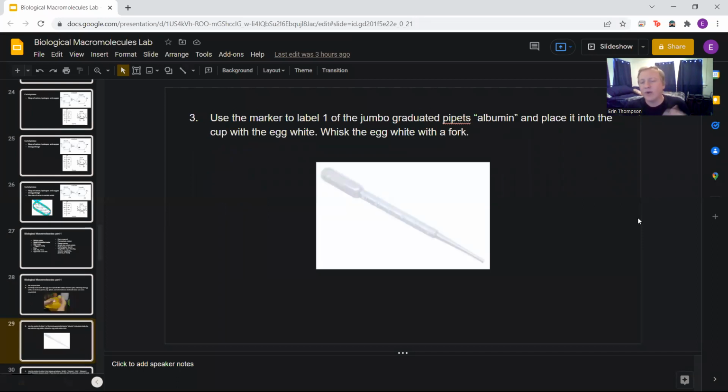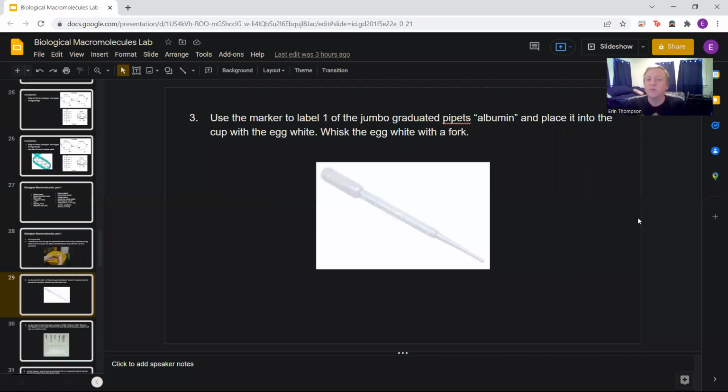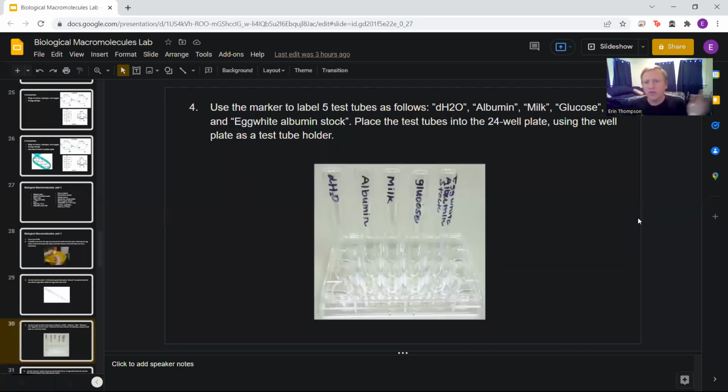So then you're going to go ahead and grab one of the jumbo graduated pipettes. It's just going to be one of those long ones that have the graduated marks on the side, and you're going to label it albumin and put it with your cup of egg whites that we just gathered. Then you're going to whisk the egg whites up. Then we're going to label our test tubes DH2O, again, tap water is probably fine, albumin, milk, glucose, and egg white albumin stock. And we're going to put those into that 24 well plate just to use as a temporary holder for right now.